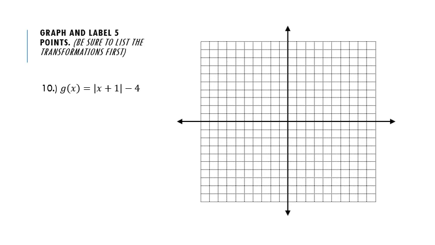Next one. So this time we have an absolute value, so it'll look like a V. So invisible slope of 1, and we're going left 1, down 4. Left 1, down 4. Invisible slope of 1, invisible 1 in front of that.